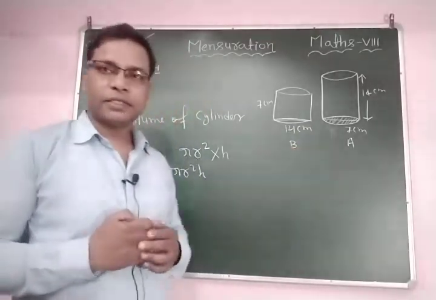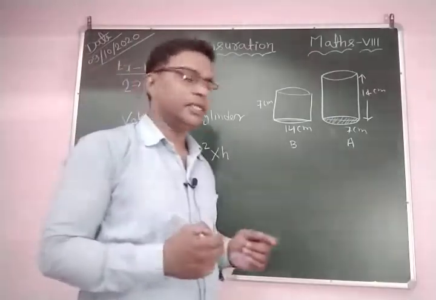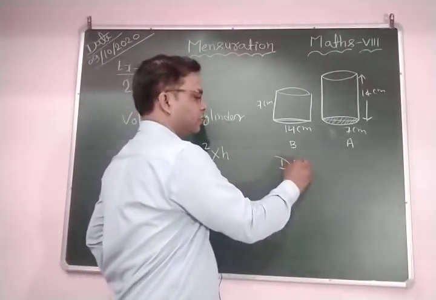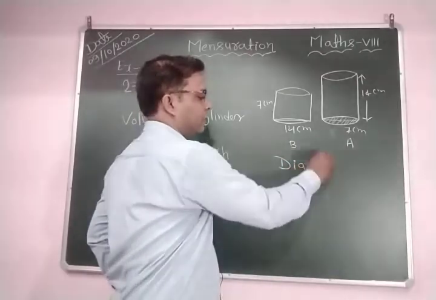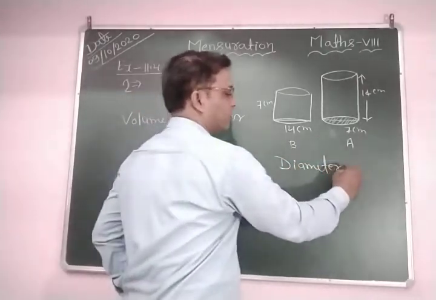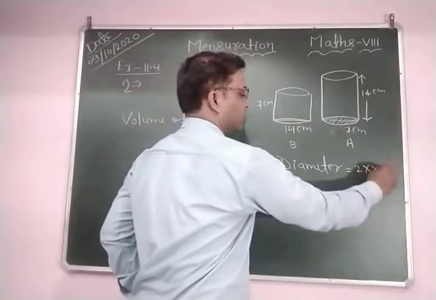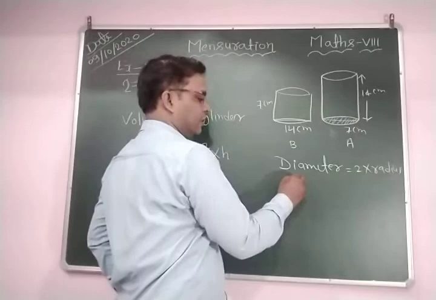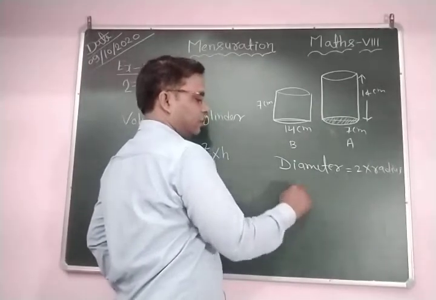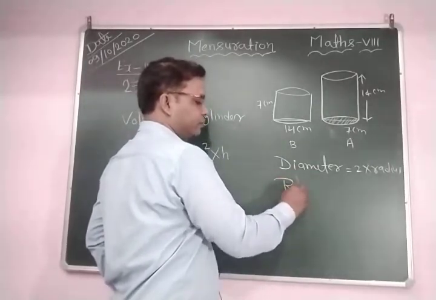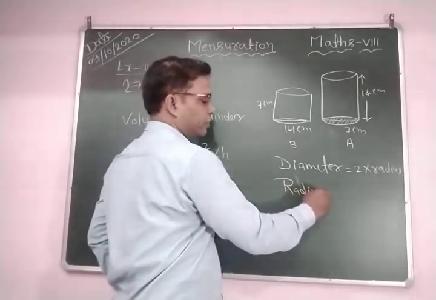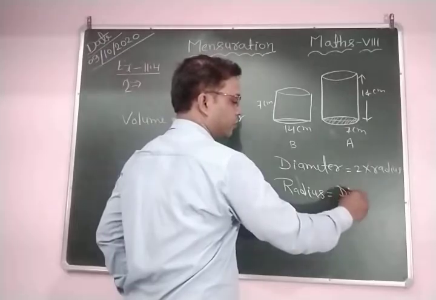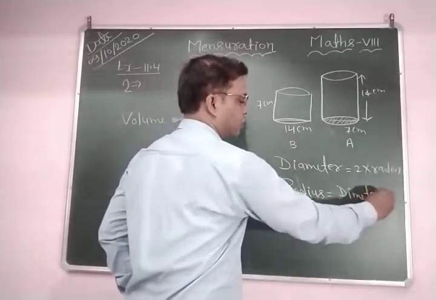How can we find the radius? The relation between radius and diameter is that diameter is equal to 2 into radius. Clear? Or you can write that radius is equal to diameter by 2.